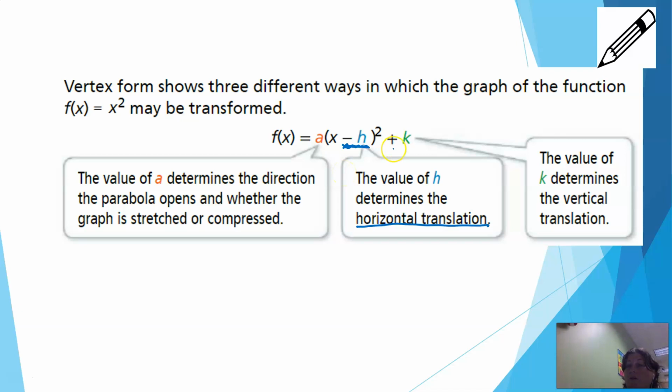Then we could look at the plus k. That is outside of the grouping symbol with the x, so this plus k is going to affect it vertically, so up or down, as you would think. So again, if it's a plus 2, it moves it up 2.